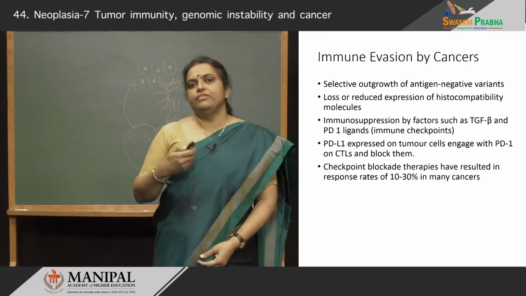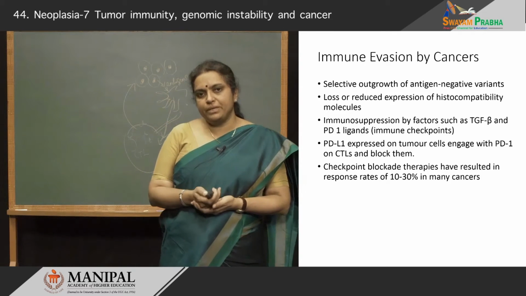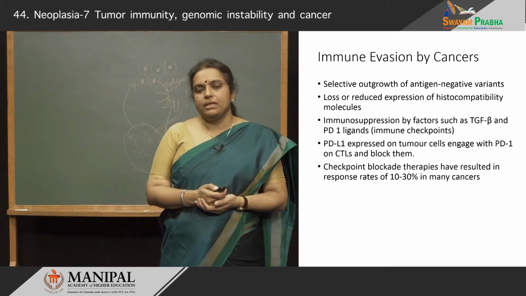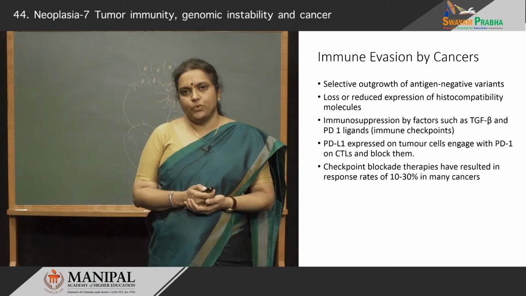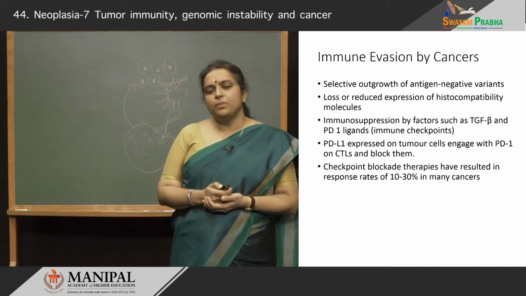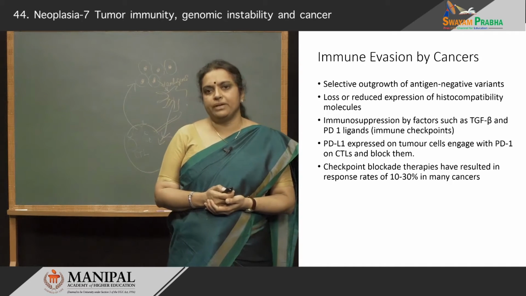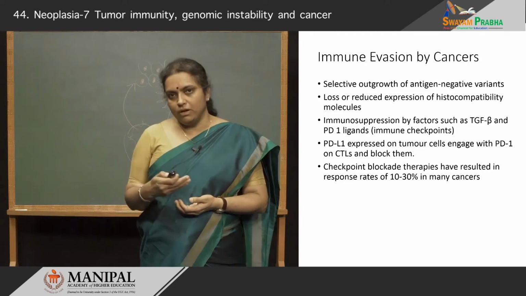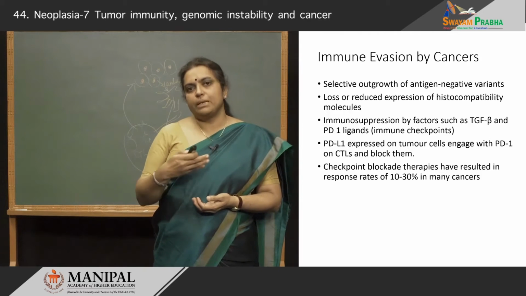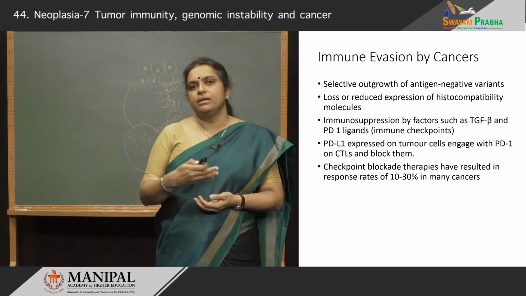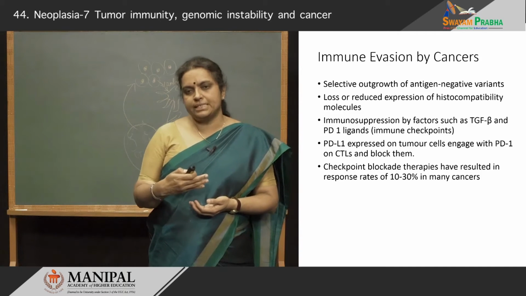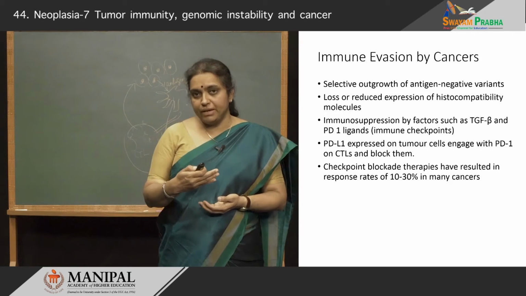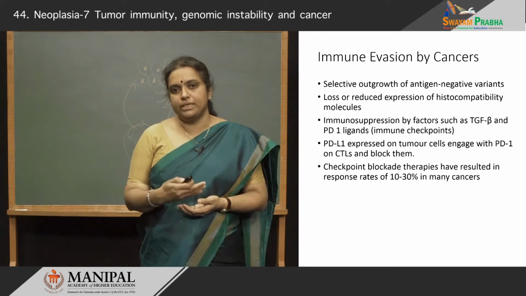Now, when this kind of a highly specific mechanism is present, how do cancers evade it? There are many ways in which cancers overcome these immune mechanisms. One is by selective outgrowth of antigen negative variants. We know that cancers continuously evolve, and as they evolve, subclones are formed which are slightly different from the original cells, which are more resistant to the immune responses that are mounted against cancer.